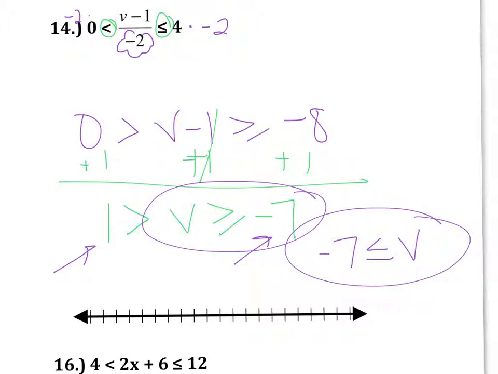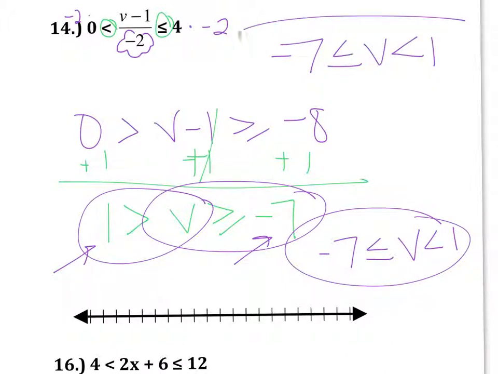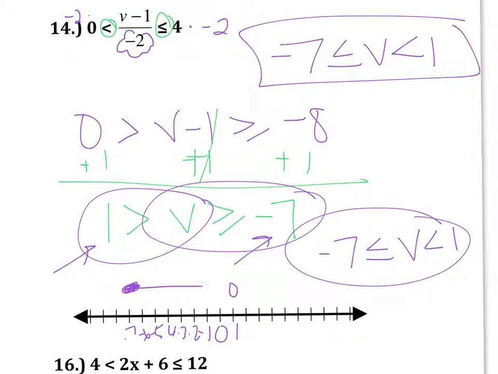And then we are going to take this part, which says 1 is greater than v, and write that as v is less than 1, which still means the same thing. So we want to make sure that this is going in increasing order. So negative 7 is less than or equal to v, which is less than 1. So when we go to graph this, we'll have an open point at 1 and a closed point at negative 7. And then we will connect them together.